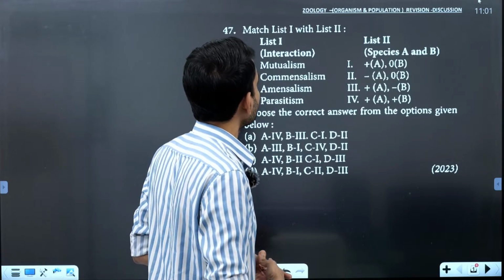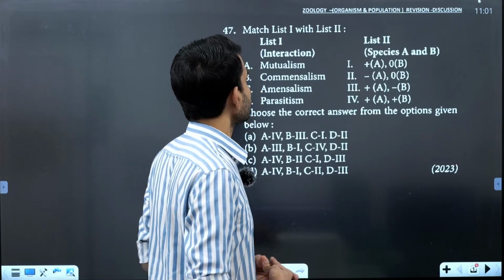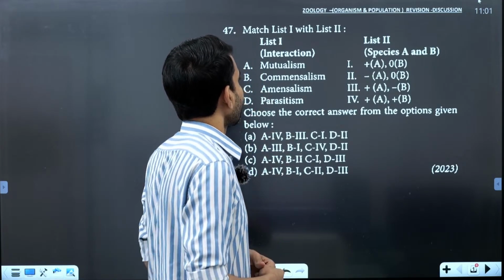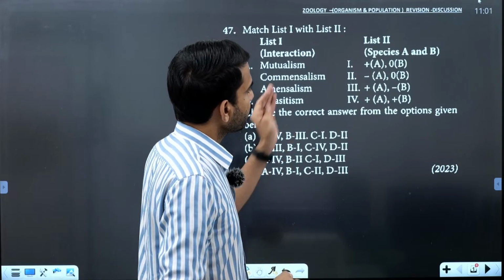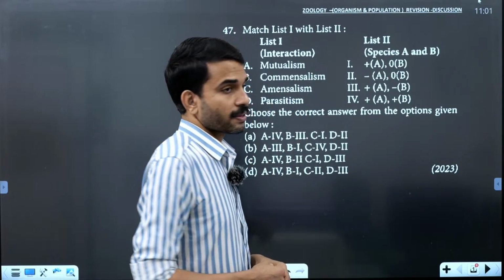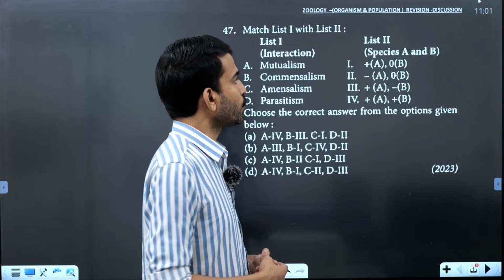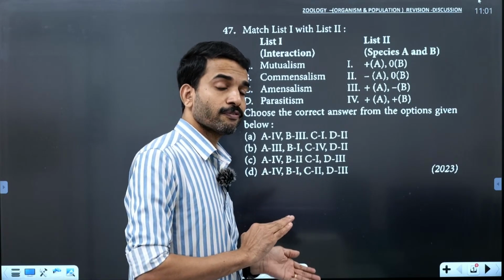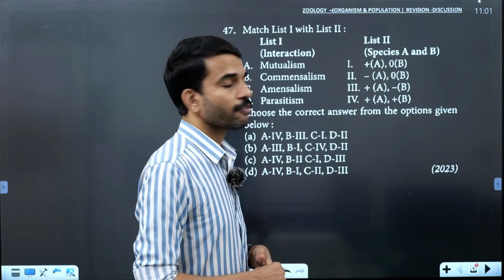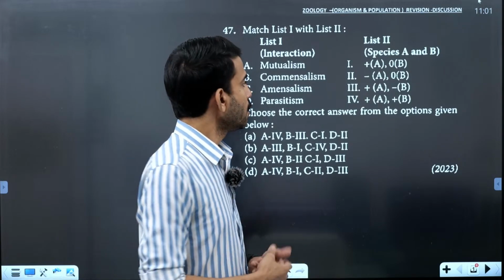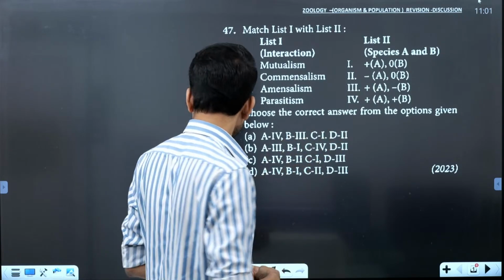Question is this, match the following type of question it is. In the first column, you can see the names of some interactions. Then in the second column, you can see some symbols, some signs to represent whether it is positive or negative. Positive means beneficial, negative means detrimental, harmful. Then we have options below.